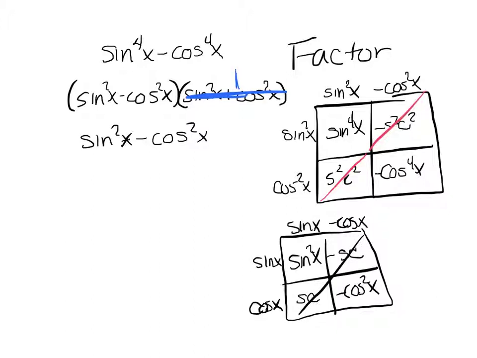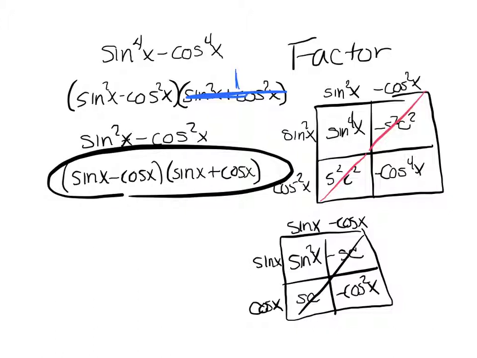So this right here is going to be the two bubbles, sine x minus cosine x, and sine x plus cosine x. Now, nothing else cancels. There's no 1 here. Sine plus cosine is not 1. It's sine squared plus cosine squared that is 1. So we're done with this. This is our answer.